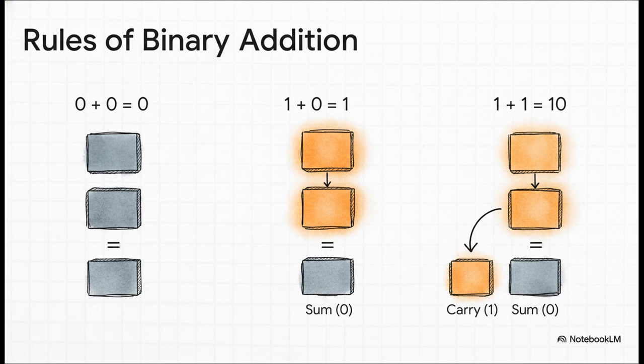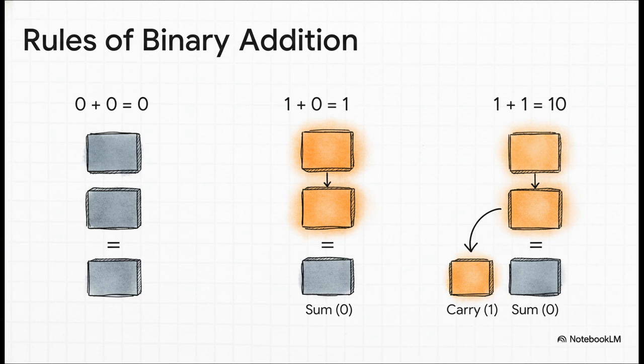0 plus 0 is 0. 1 plus 0 is 1. But what about 1 plus 1? In our world, that's 2. In binary, the number 2 is written as 1, 0. And this is the key insight. That 1 plus 1 operation actually gives us two different outputs. The sum is 0, and we have a carry of 1.